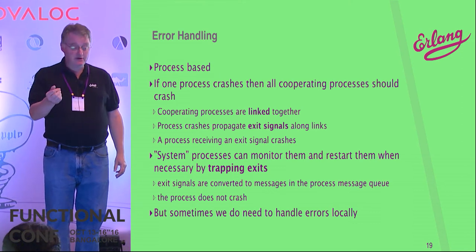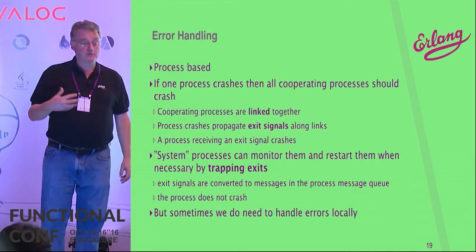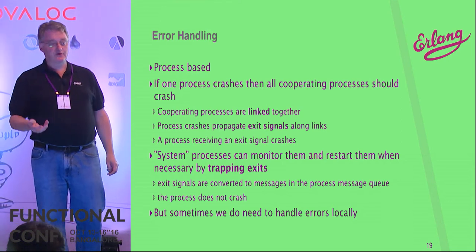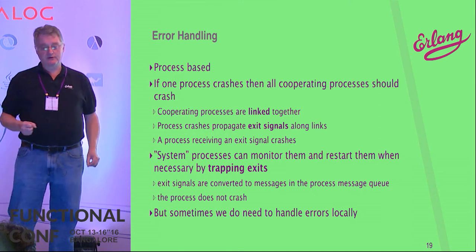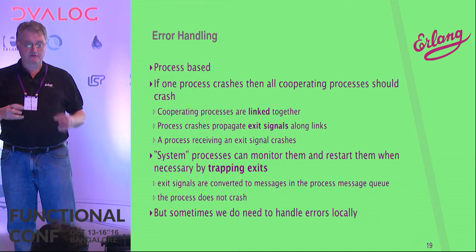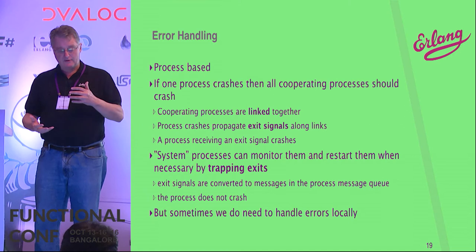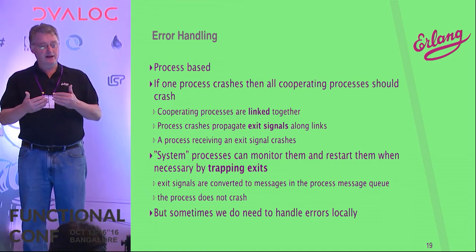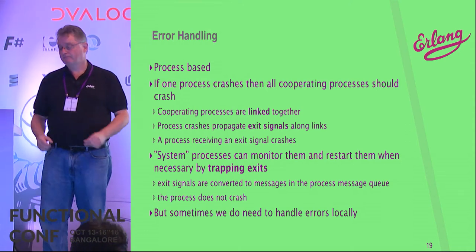You can, however, monitor processes. There's a way in the system we call trapping exits, so that when a process gets an exit signal, it's converted to a message and it can see that the other process has died and do things and clean up. So that is the basic fundamentals of the error handling mechanism. It works very well together with the concurrency as well. They fit together nicely. You can say that concurrency and error handling are two sides of the Erlang concurrency model. They work together.